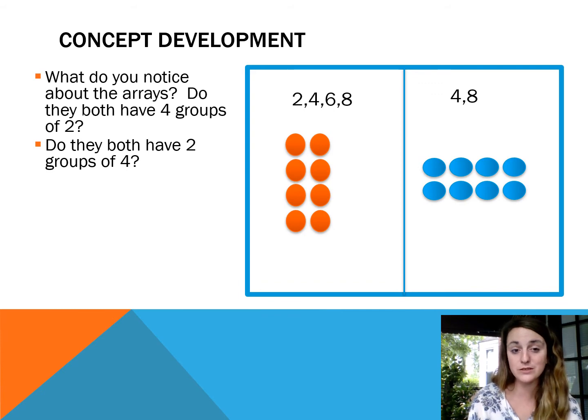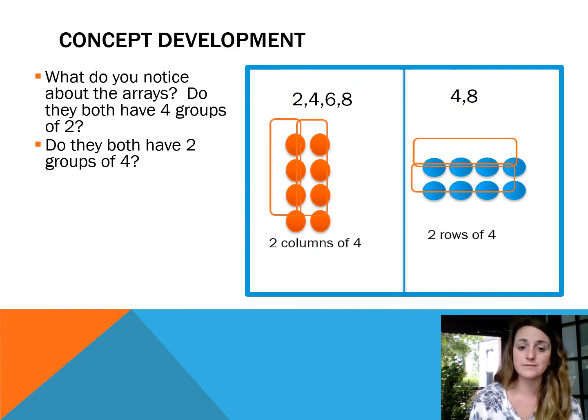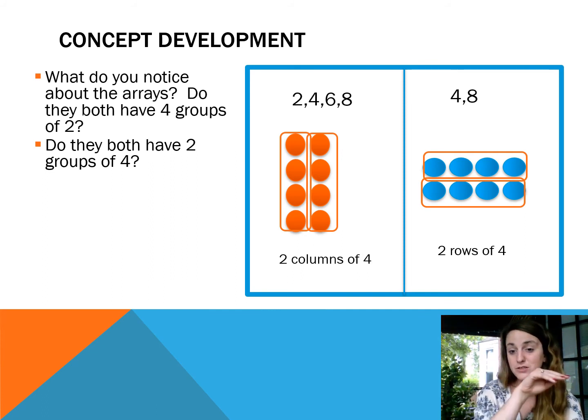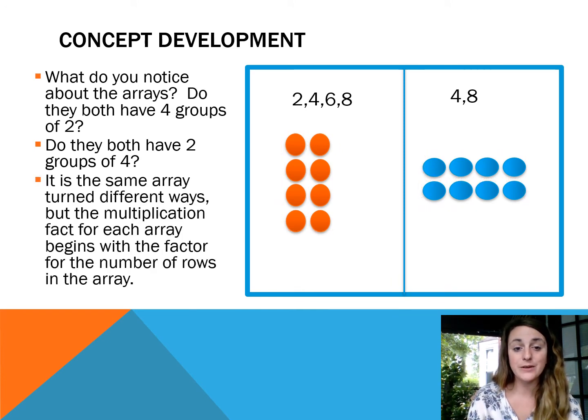Do they both have 2 groups of 4? Yes. They also had 2 groups of 4. In 2, 4, 6, 8, they had 2 columns of 4. Remember, columns go straight up and down. And in 4, 8, there are 2 rows of 4. So it is the same array, turned different ways.